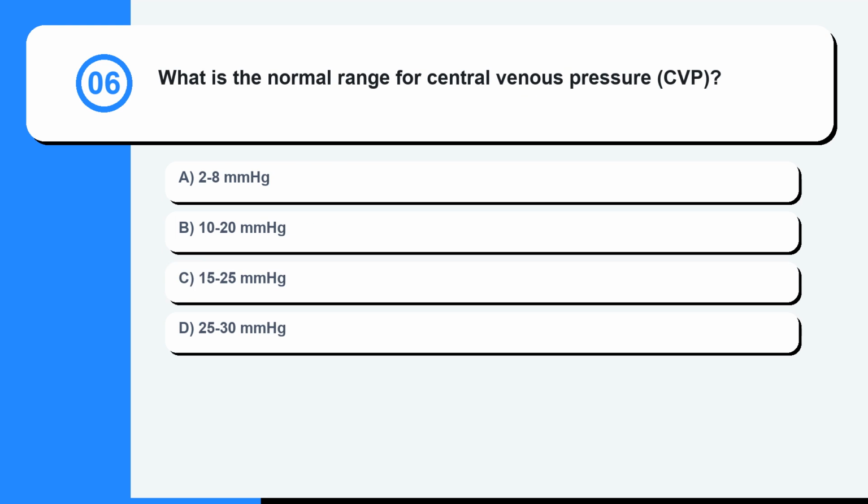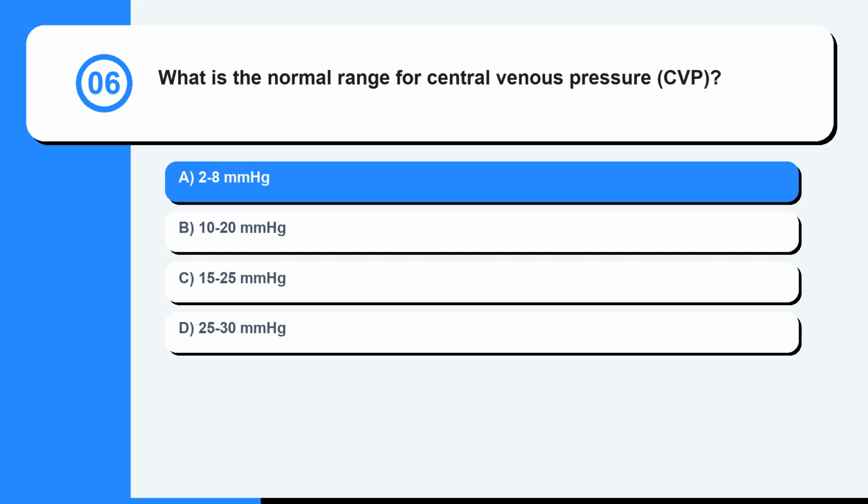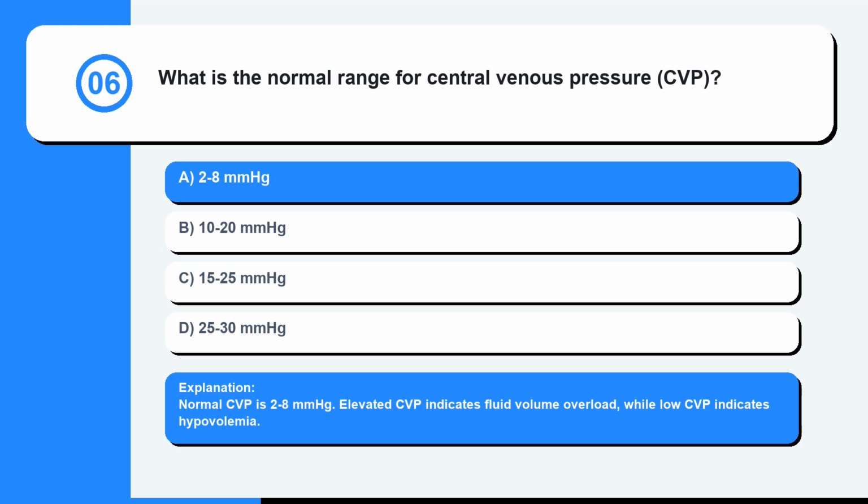Question 6. What is the normal range for central venous pressure, CVP? A. 2 to 8 mmHg. B. 10 to 20 mmHg. C. 15 to 25 mmHg. Or D. 25 to 30 mmHg. The correct answer is A. 2 to 8 mmHg. Normal CVP is 2 to 8 mmHg. Elevated CVP indicates fluid volume overload, while low CVP indicates hypovolemia.